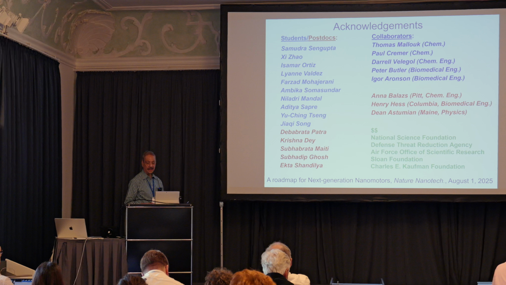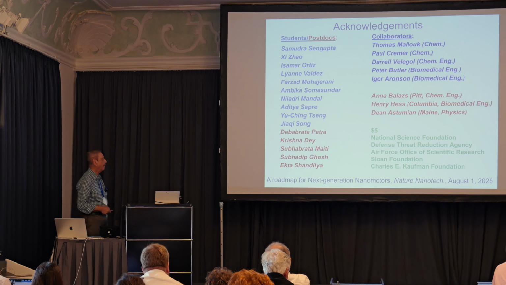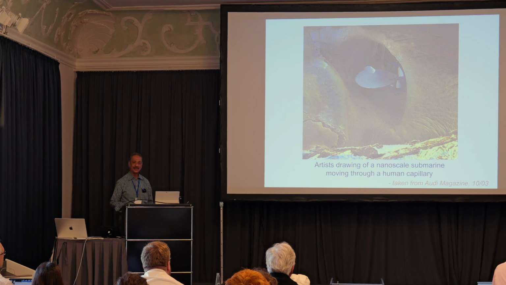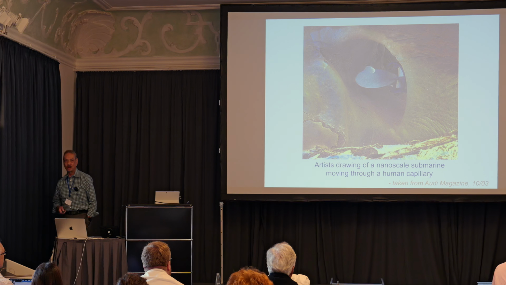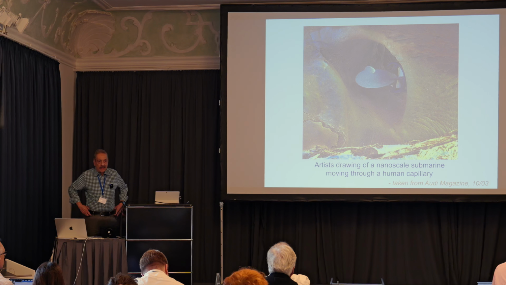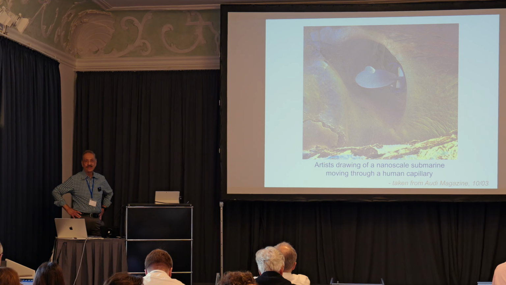Okay, this is Germany. I need to show you something from the Audi Motor Company. This is taken from an Audi magazine, and it kind of summarizes what we're trying to do. A nanoscale submarine moving through a human capillary. What's going to be the fuel? Well, it's going to be glucose, because your blood has a lot of glucose. And so you would power the submarine using glucose oxidase.